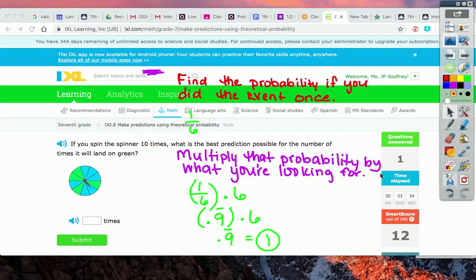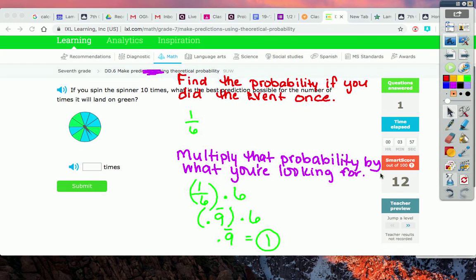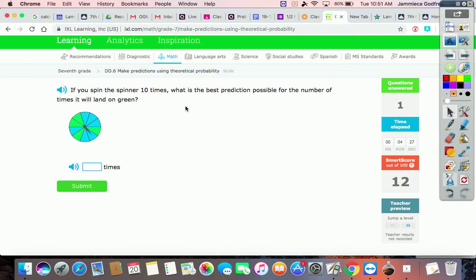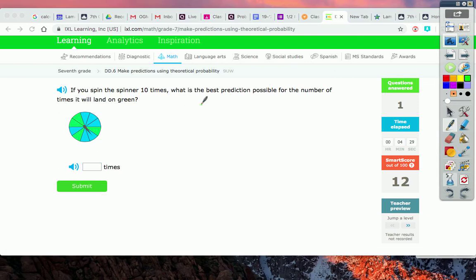So here we have, if you spin the spinner 10 times, what is the best prediction possible for the number of times it will land on green? The first thing we need to know: if we were to spin this spinner one time, what is the probability of us landing on green? 4 out of 10. That's the probability if we were to spin it one time.